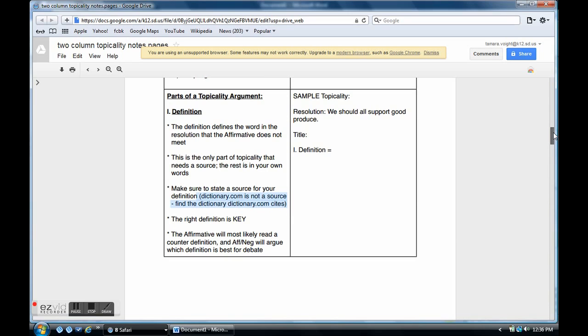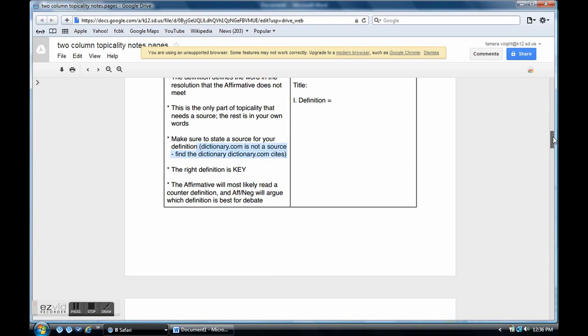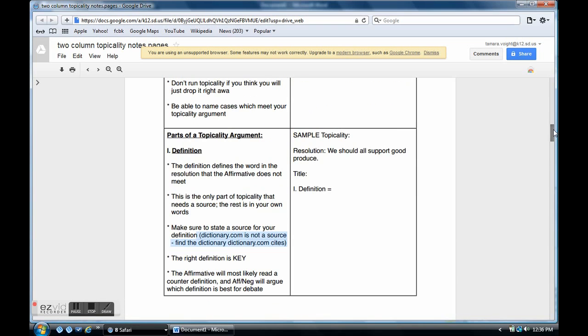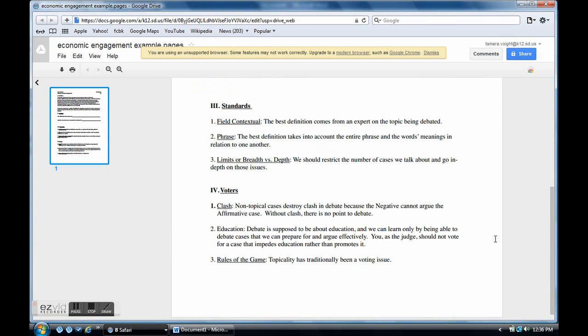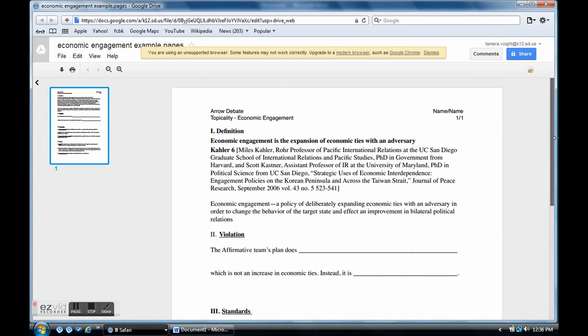For sample topicality, we're not going to do the support good produce example that's in your notes. Instead, let's flip to the economic engagement example that you have. The definition that we used for that example is that economic engagement is the expansion of economic ties with an adversary. So this source isn't from a dictionary, it's from somebody in politics, which is okay. And they say that economic engagement is a policy of deliberately expanding economic ties with an adversary in order to have change in their behavior. So that would be an example of a definition.